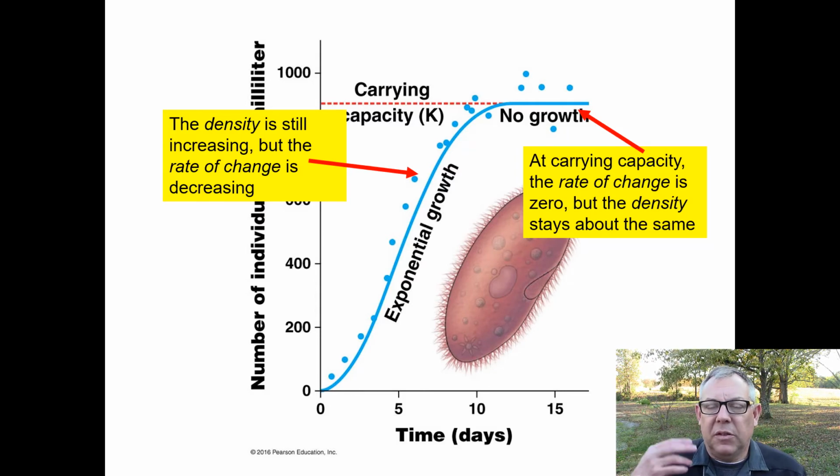I want to make this clear: before you reach carrying capacity, the size of the population and thus the density of the population is still increasing, but it's not increasing as quickly. The rate of change is slowing down. Eventually, the rate of change goes to zero. But the population doesn't disappear. The population stays at that carrying capacity.